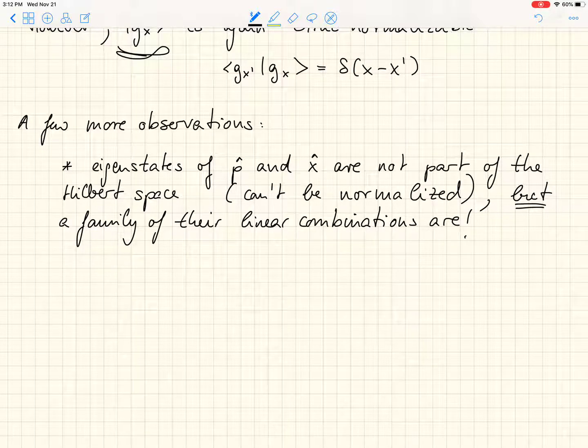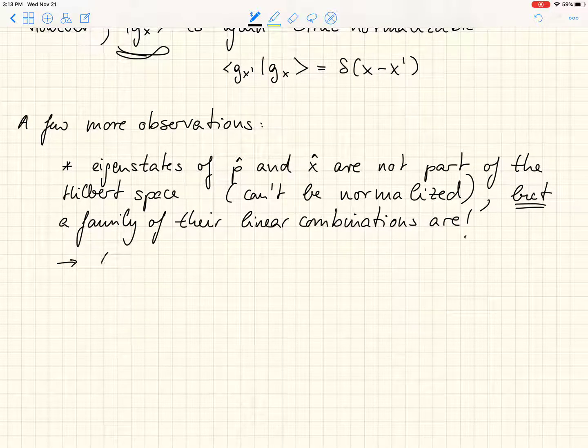What do I mean with this? Well, this means that even though the eigenstates of P and X themselves are not part of the Hilbert space, we can use the eigenstates to represent or build quantum states that actually are within the Hilbert space. One example is the Gaussian wave packet that we can build out of the eigenstates of either the momentum or the position operator.